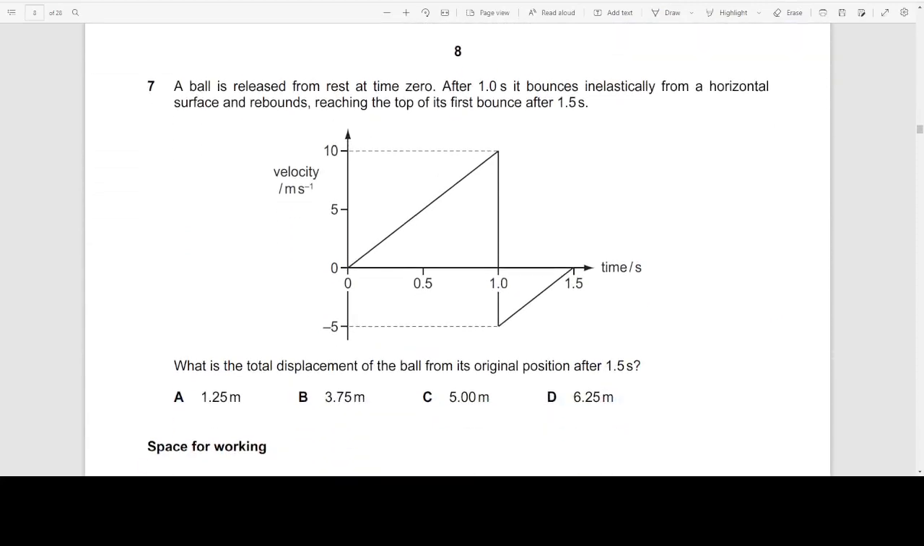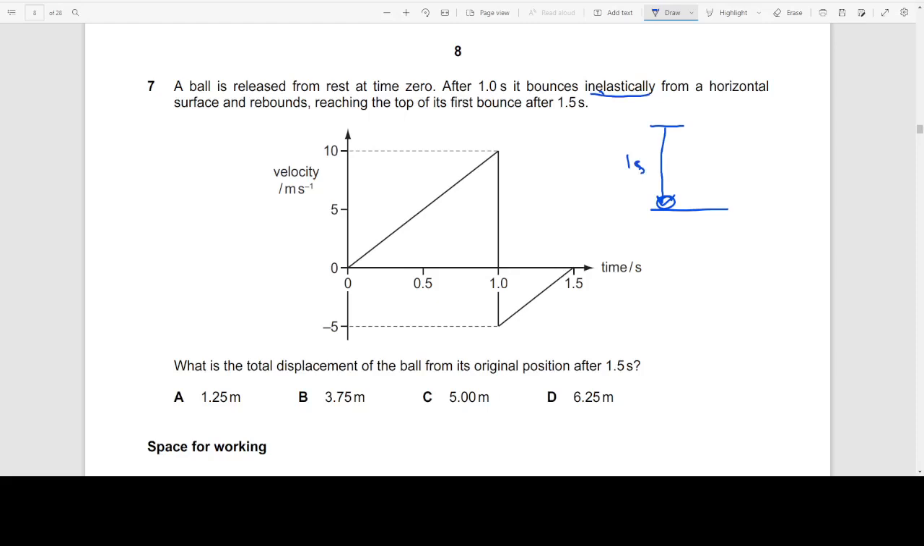Alright. Seventh question. A ball is released from rest at time 0. After 1 second, it bounces inelastically from a horizontal surface and rebounds, reaching the top of its first bounce after 1.5 seconds. So the ball is released from rest at time 0. After 1 second, it bounces inelastically from a horizontal surface. So the ball is dropped, it goes down, touches the surface, takes 1 second to reach the surface, and after 1 second, it bounces inelastically and rebounds, reaching the top of its first bounce after 1.5 seconds.